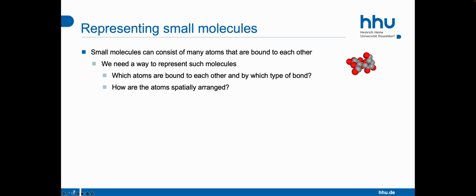And we also want to know the spatial arrangement of the atoms. As you can see in this image, the atoms are not simply arranged in a 2-dimensional plane, but in a 3D space. And we want to be able to encode the arrangement of the atoms in a 3D space. In the next video, we will look at how we can achieve this.